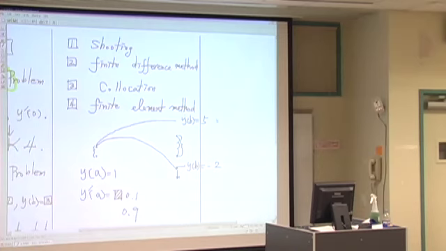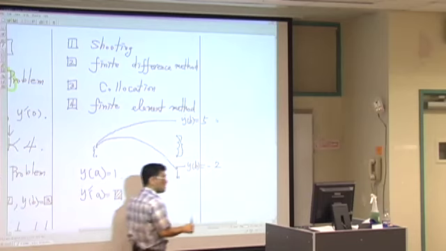Do you follow me? Then 0.1 is too small, 0.9 is too big, then the correct angle might be in between, right? The correct angle might be in between. So afterwards we use bisection. So what we do is this one.